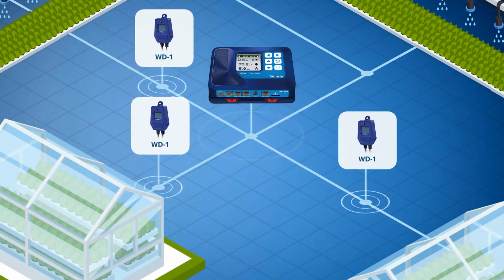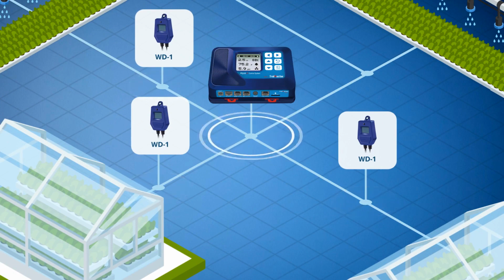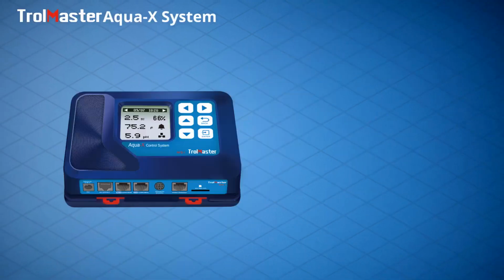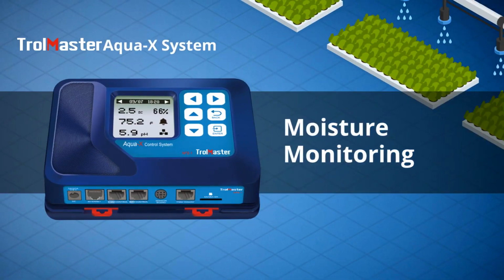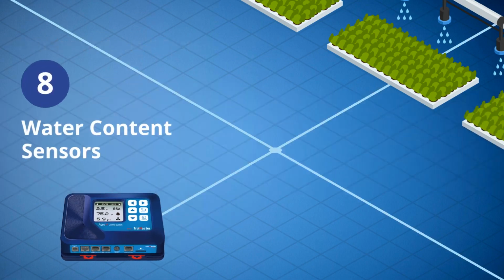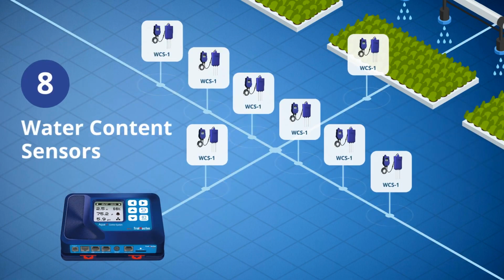A WD1 water detector is designed to monitor water leaking and verify each of the irrigation zones are working each time they are activated. The Aqua X also features the ability to monitor actual growing medium moisture levels by using up to 8 water content sensors connected to a single Aqua X controller.